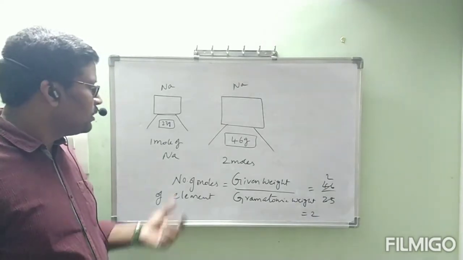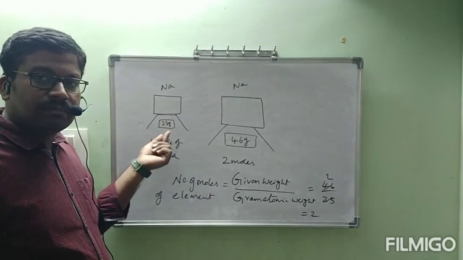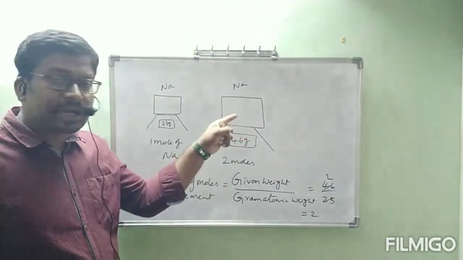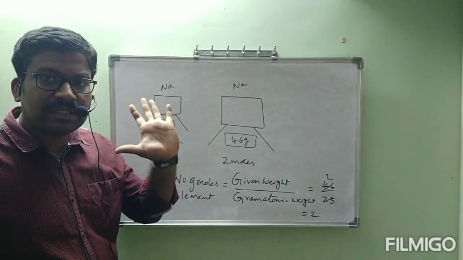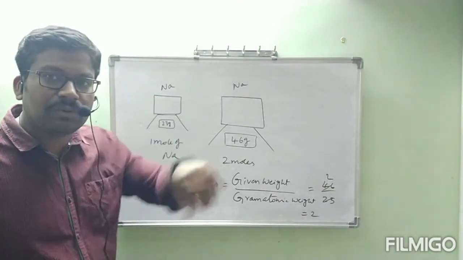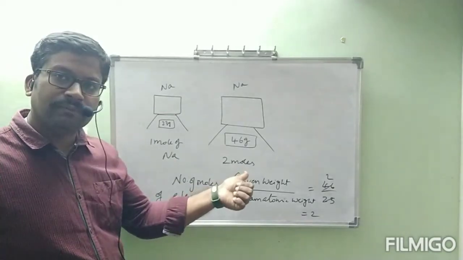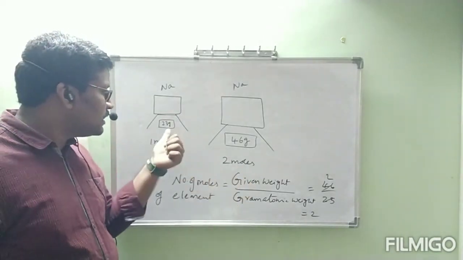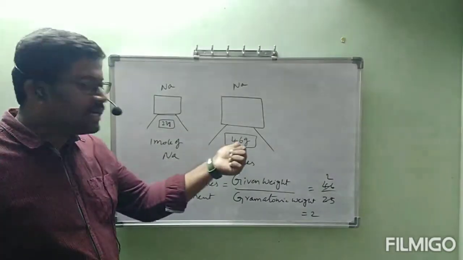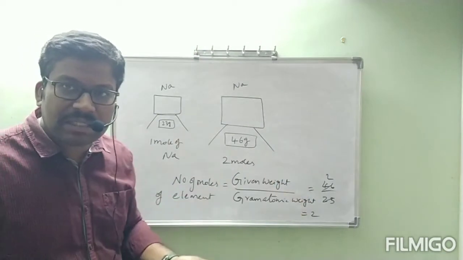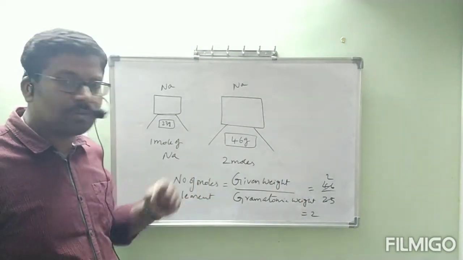One more time. So 23 grams of sodium, and this is 46 grams of sodium. Now my question is, this 46 grams of sodium contains how many particles? 6.023 × 10^23 into 2. That means 2 moles. Is it correct or not? How did we get 2 moles here? 23 grams is 1 mole, then definitely 46 grams is double. The amount is getting doubled, so the number of particles is also doubled. Then it will be 2 moles.